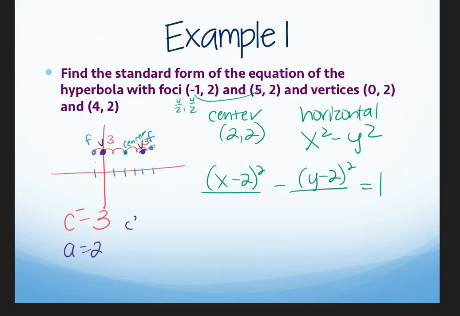Now I've got C squared equals A squared plus B squared because it's a hyperbola. So 3 squared equals 2 squared plus B squared. 9 equals 4 plus B squared. And B squared equals 5. I don't need to know what B is in order to get the equation. If it wanted you to draw it, I would need to know B is the square root of 5. But to plug it into the equation, I want it to be squared. So I'm just going to put the B squared under the second one because A always comes first. A squared would be 4.